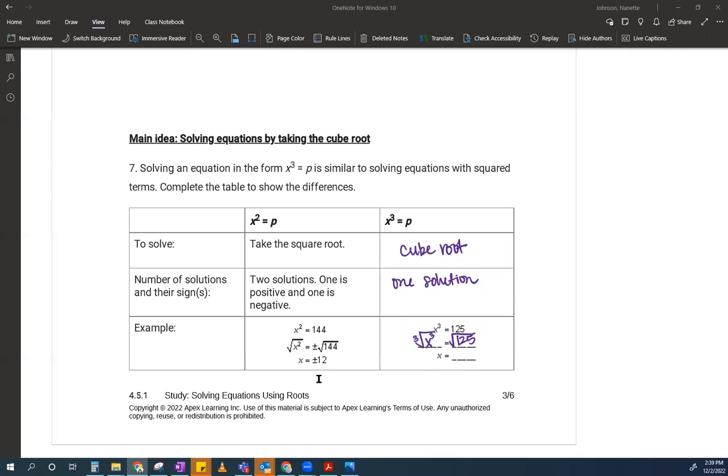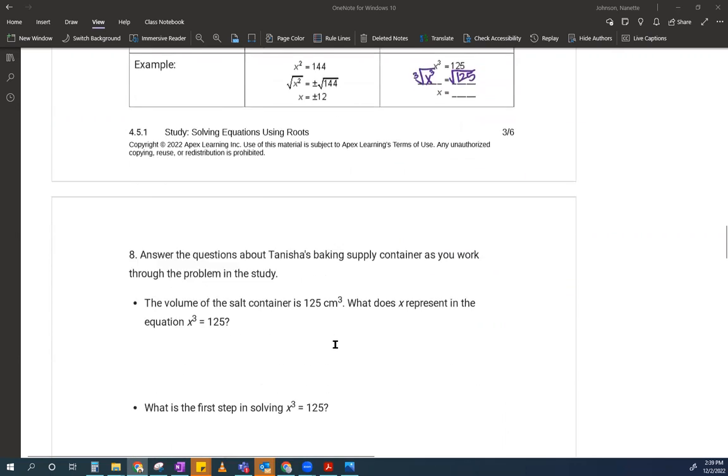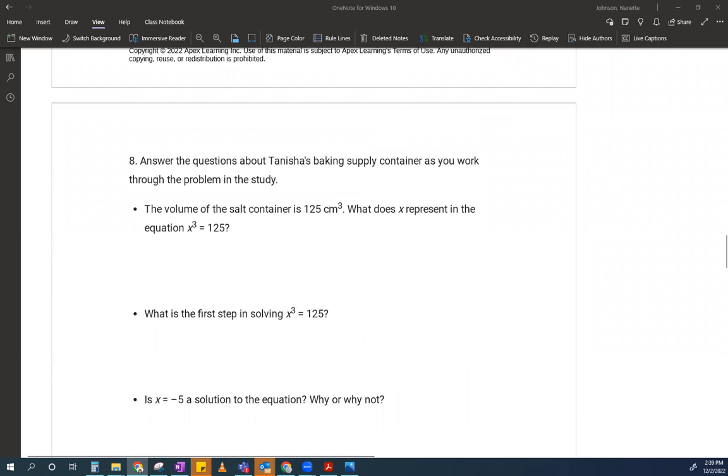So what times itself three times gives you 125? That's got to be a number bigger than, say, 3 because you already tried 1 and 2. So you'll figure out that the answer is 5. Moving along. It says the volume of a salt container is 125 centimeters cubed. What does X represent in this equation? X cubed equals 125.